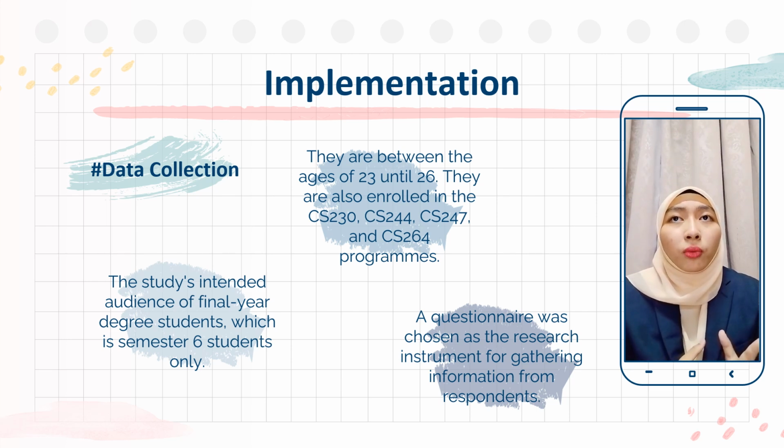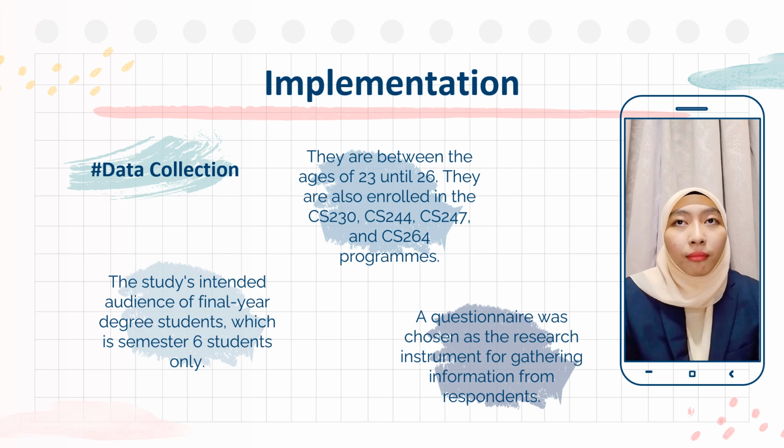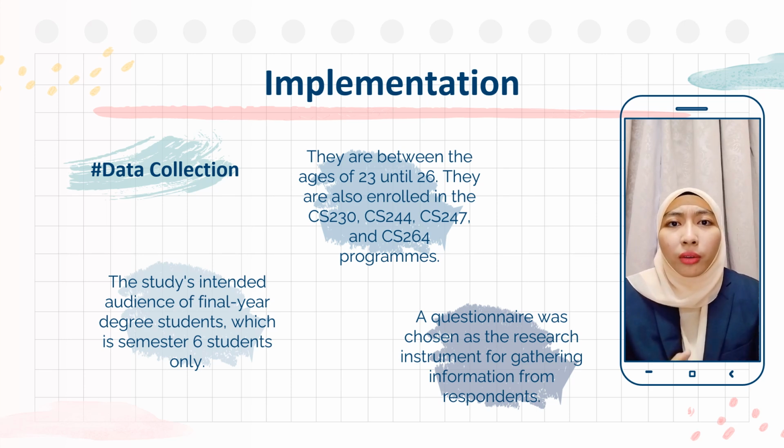Question A was created by using Google Form, and it was distributed by using a social media platform, which is Telegram. And question A was divided into 3 parts, which is part A about respondent background, part B about the pairwise comparison of factors, and part C about the pairwise comparison of sub-factors.